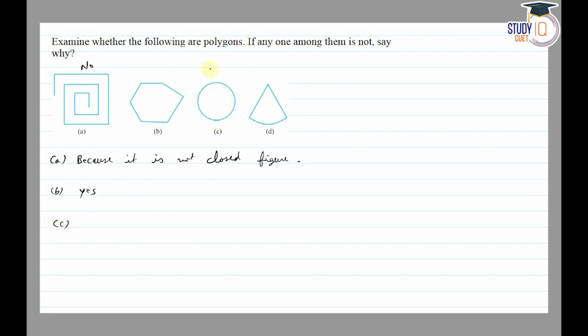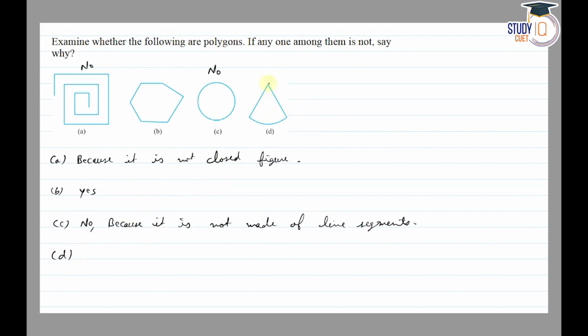Part C is no, because it is not made of line segments. Because a polygon is made up of line segments, and here we do not have even one line segment; it is a curved surface. So it's not a polygon.